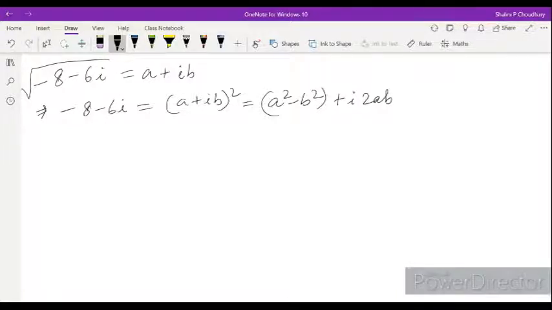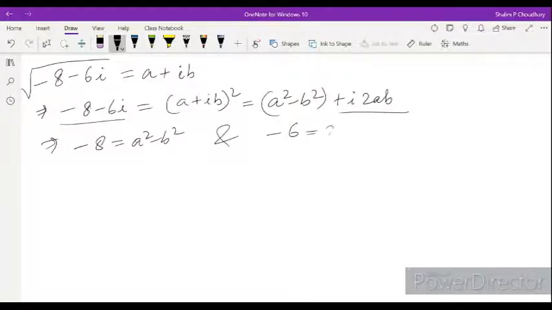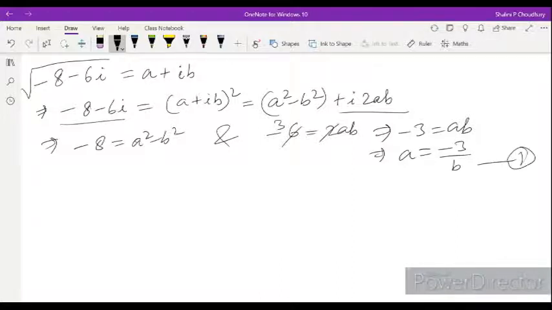Okay, so equating both the sides, real and imaginary, we'll get -8 equals a square minus b square, and -6 equals 2ab. So it will be -3 equals ab. It means a will be equal to -3 upon b. This is equation 1 and this is equation 2. Now we have to put the value of equation 2 in equation 1.